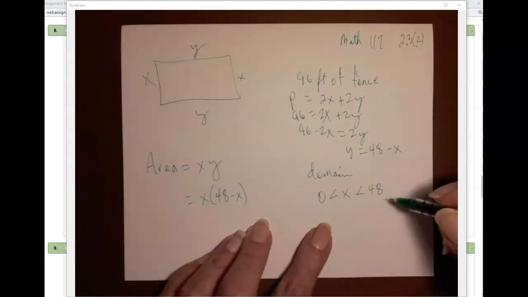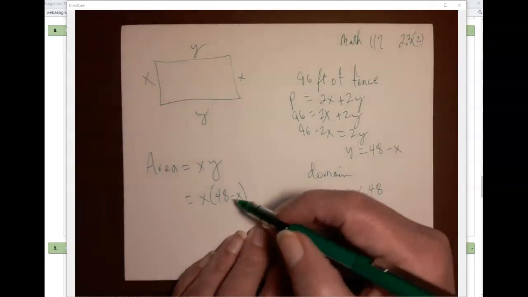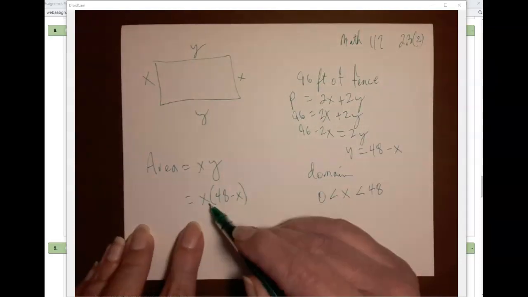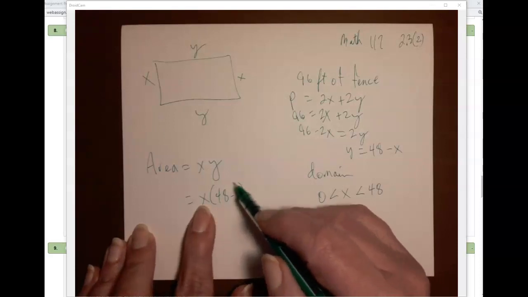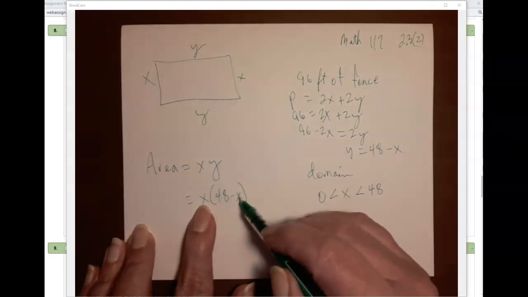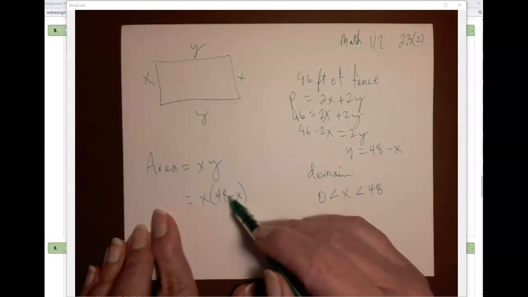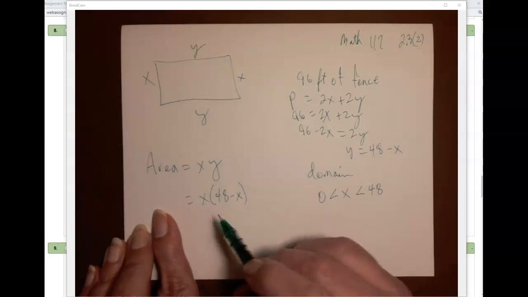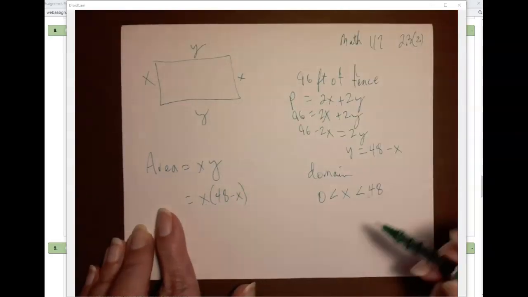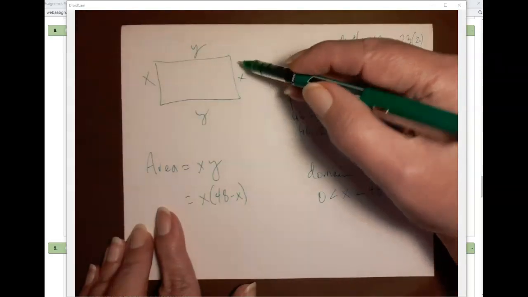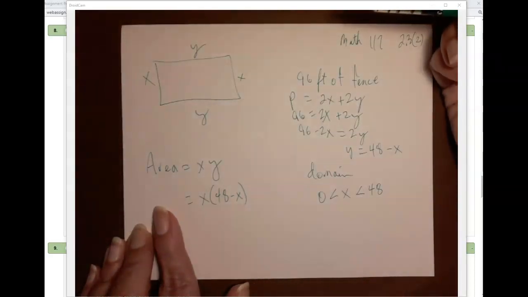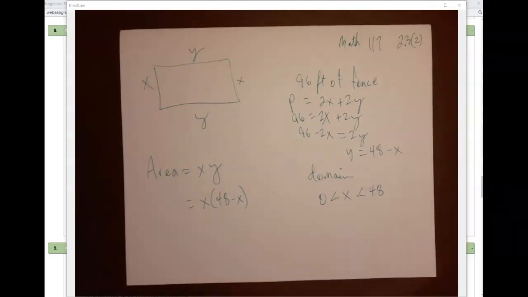Now the domain is basically what's going to make each of these pieces 0. So the smallest x can be is 0, and then the largest this piece here could be, if x is 0, would be 48. And vice versa, if this is 48, this would become 0. Now x can't actually equal 0, so I think the domain here should not include the endpoints. If x was 48, we'd have 48 here, 48 there, and that'd be our whole fence, and we wouldn't have a rectangle. So the domain should be 0 to 48, not including the endpoints.